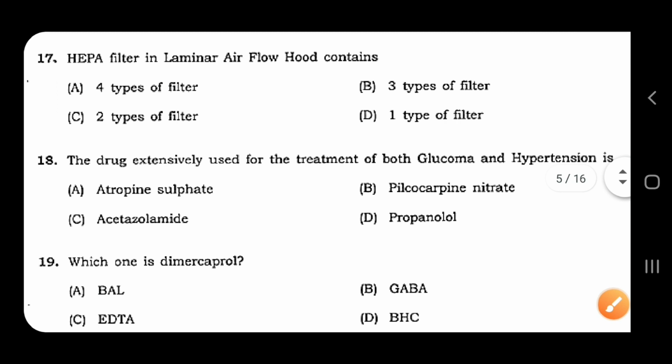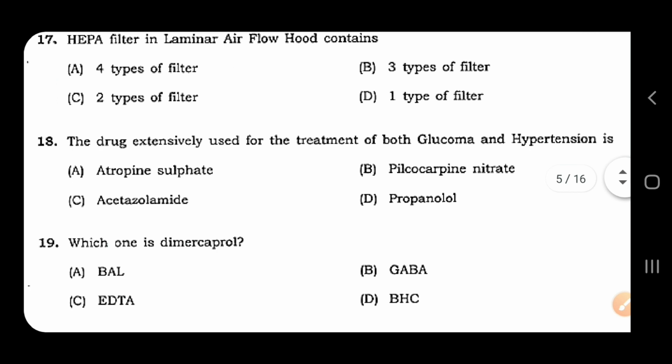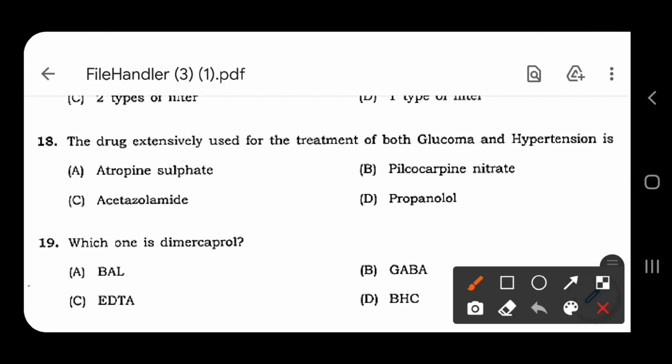Next is question number 18. The drug extensively used for the treatment of both glaucoma and hypertension is: atropine sulfate, pilocarpine nitrate, acetazolamide, propranolol. Here, atropine sulfate is used for mydriasis of the pupil, pilocarpine is used in glaucoma, acetazolamide is used in glaucoma as well as hypertension, propranolol is used in hypertension. So the correct answer is C, that is acetazolamide.